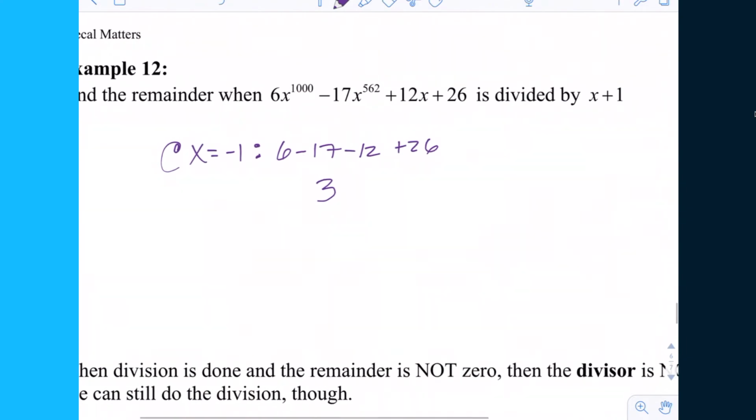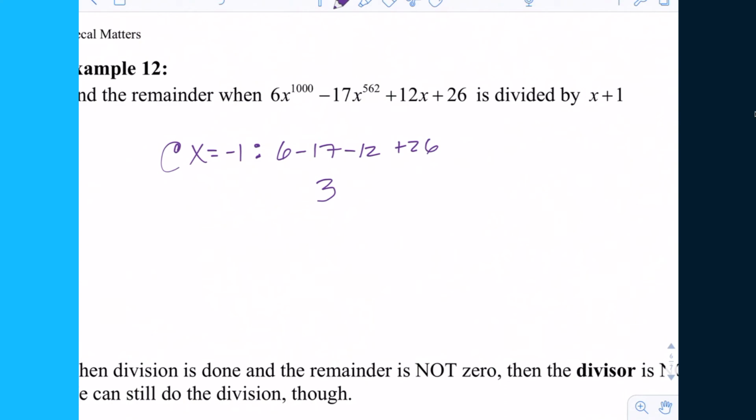So, can anyone give me an ordered pair that lives on the graph of that 1,000th degree polynomial other than the y-intercept at 0, 26? Can anyone else give me another ordered pair that lives on the graph? No, because when I plug in my -1 here and raise it to the 562th power, so it's negative. That one stays the same. So I get 3. So what's another ordered pair on the graph? -1 comma 3. Very good. That's an ordered pair on the graph.